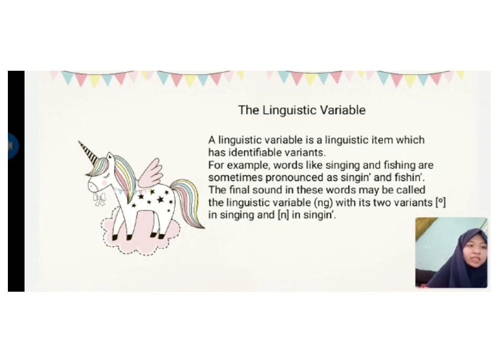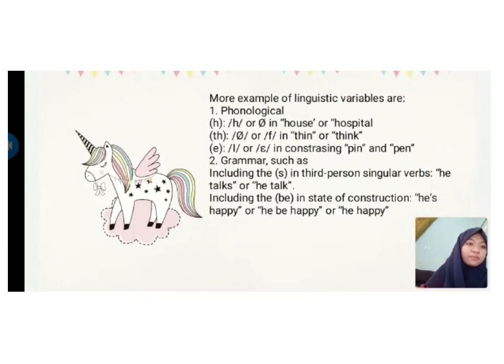Linguistic variable is a linguistic item which has identifiable variants. For example, the word singing. It has two variants, ing and in, singing and singin'. The next slide is one example of linguistic variable are phonological. For example, some people can say house with H sound and other people say house without H sound.